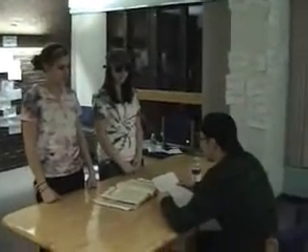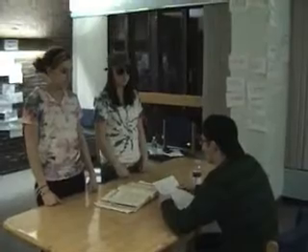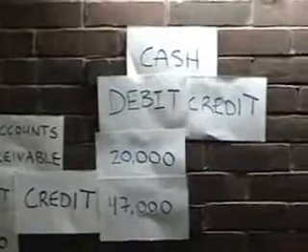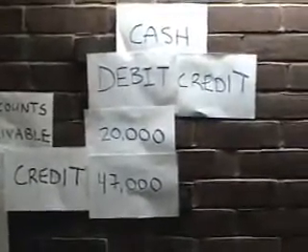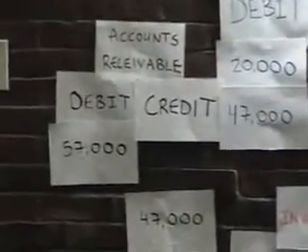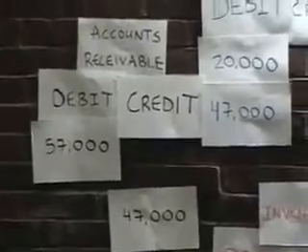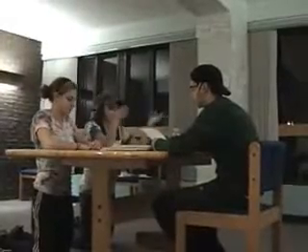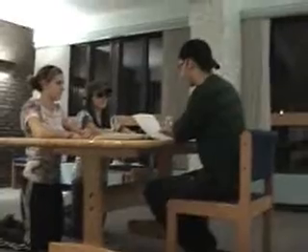So what's the next transaction? Well, I collected $47,000 cash from accounts receivable. So I would debit cash and credit accounts receivable. Great job! So, you should debit cash for $47,000 and credit accounts receivable for $47,000. So, Mike, what's next? Thanks for asking.